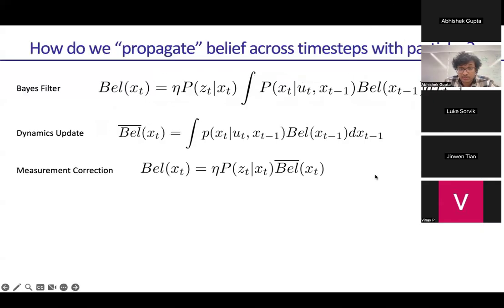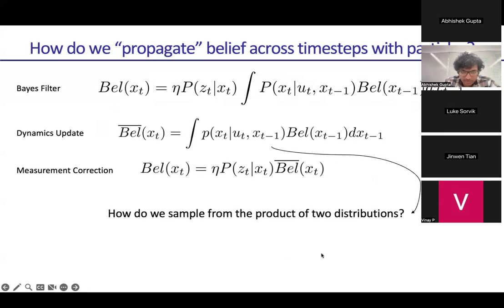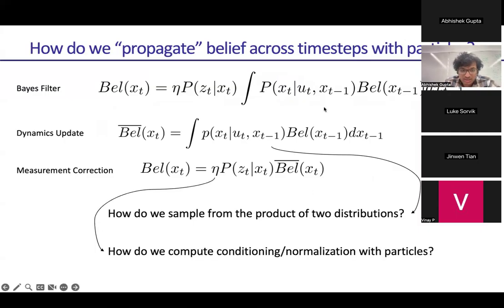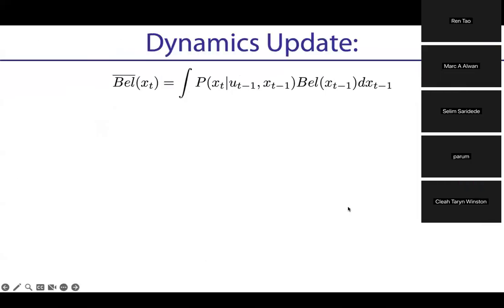Okay, so we talked about two different updates, the dynamics update and the measurement correction. And the questions we're going to answer are like, how do we sample from the product of two distributions? And how do we compute conditioning and normalization things with particles, right? And so when we have particles, it's maybe not as easy as when we had just a table. And so our updates are going to look a little different. Okay, so how are we going to do this?